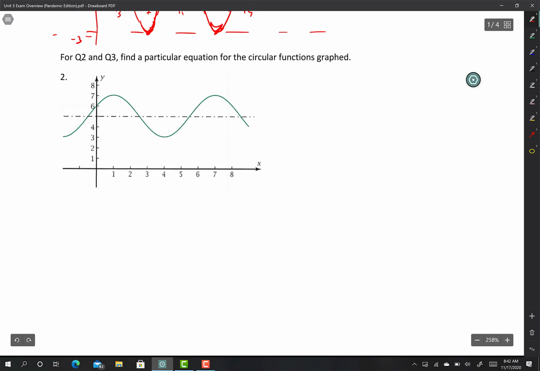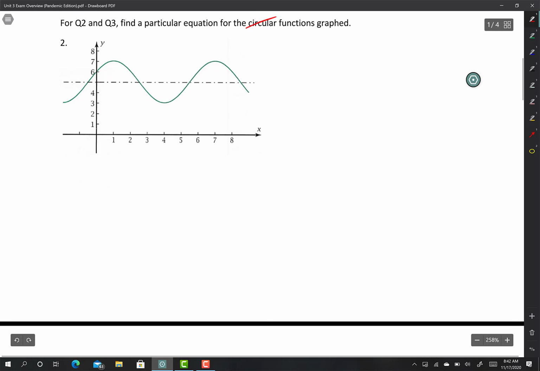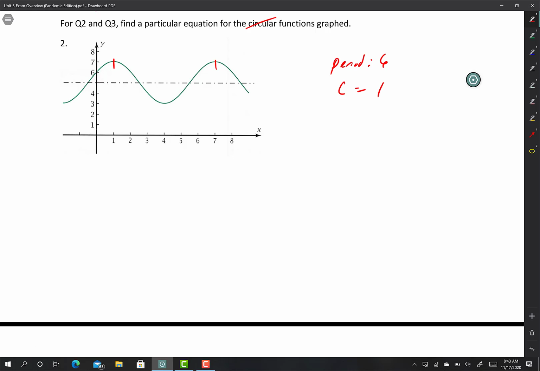Find a particular equation for the sinusoidal function graph. So let's see. That's a 1. That's a 7. So the period is 6. And then if I use cosine, the c is going to be 1 to the right. And then the midline appears to be 5. And then the amplitude from 5 to 7, that's 2. So amplitude is 2, and I think that's all I need.